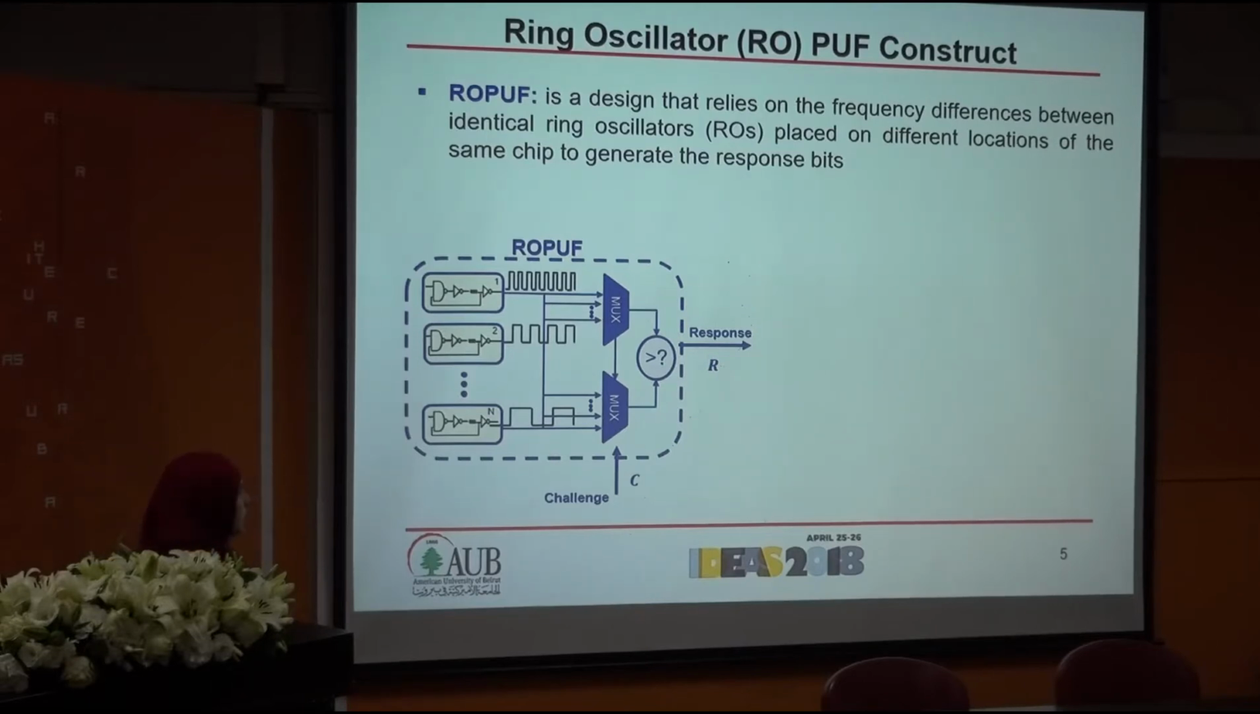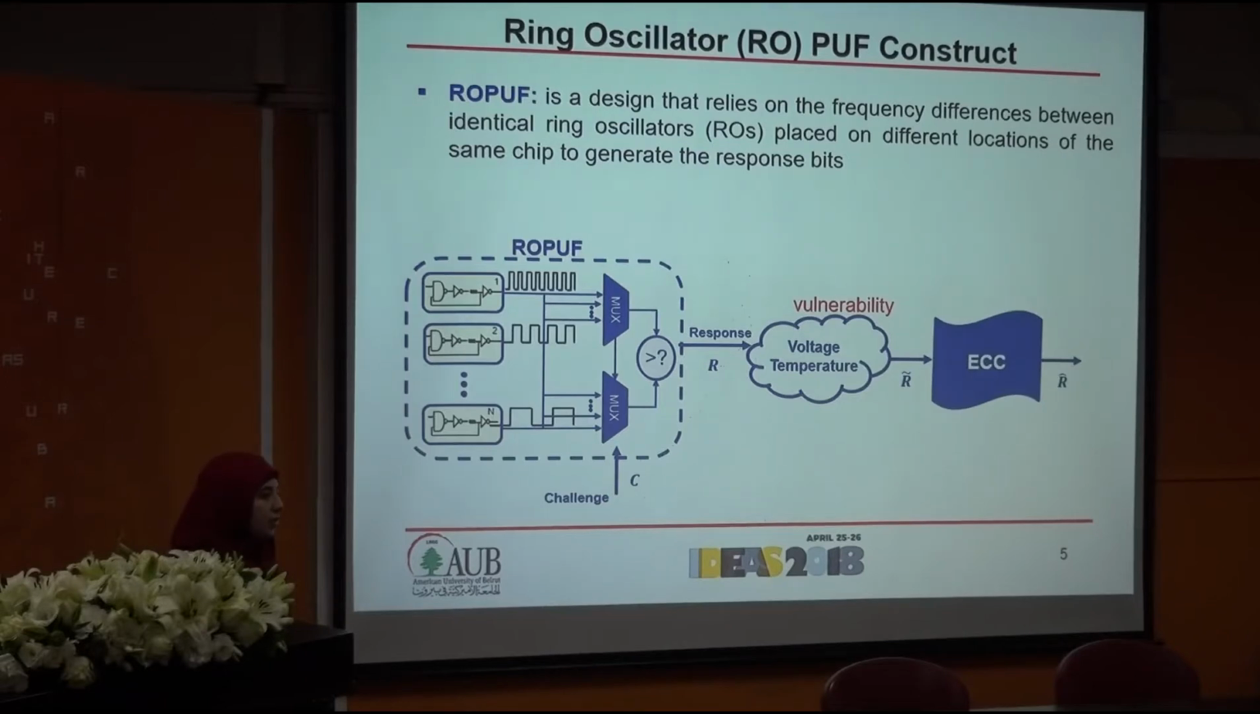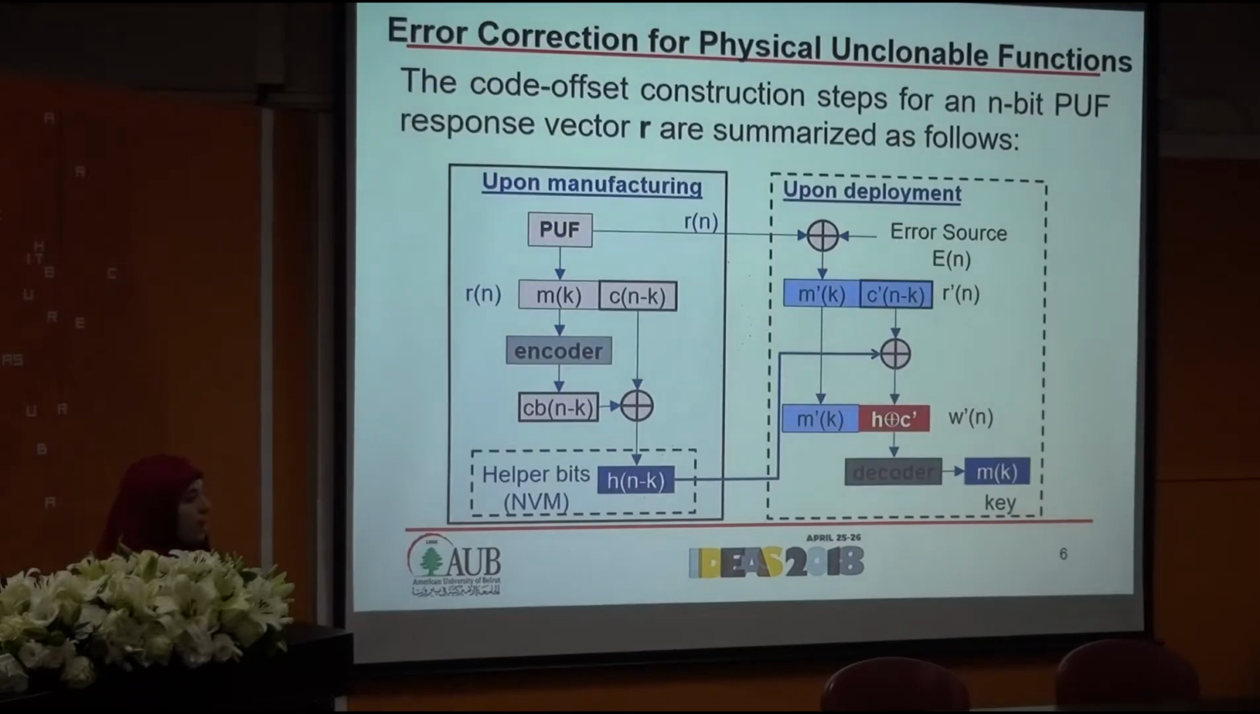In this, given a challenge, we'll need identical ring oscillators placed in different locations to have different frequencies. Then a response is generated. However, due to variations in environmental variables such as a change in temperature or a change in voltage, the response for the challenge is not unique. So designers rely on error correction code in order to have a unique response once the chip is used. For that reason, we have the code offset construction for the error correcting code.